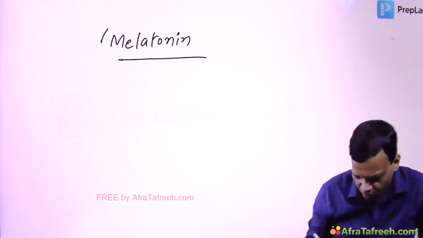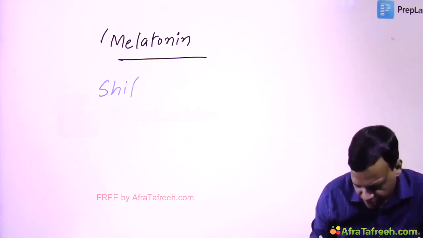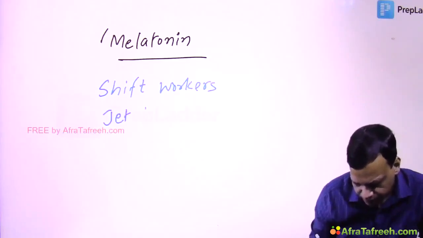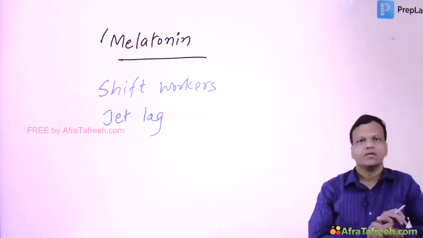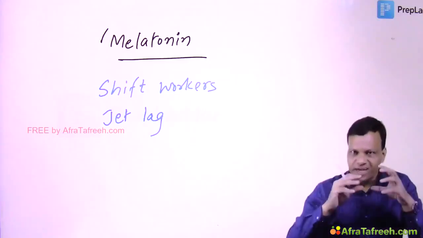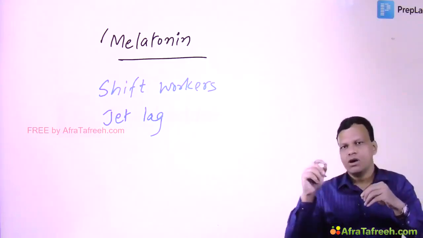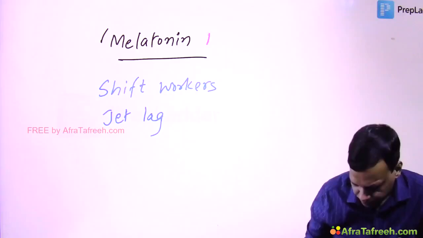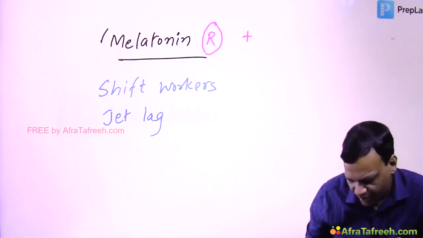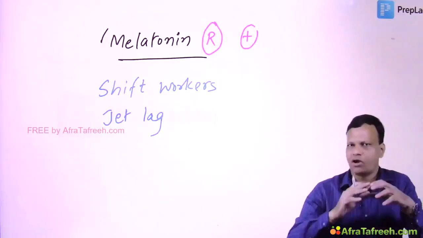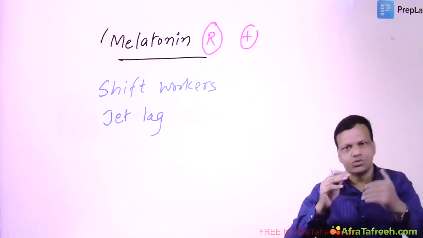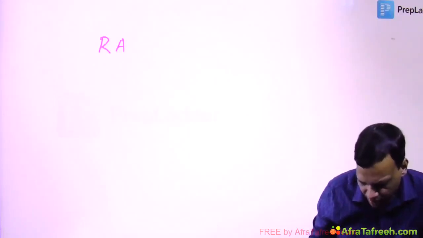The conditions are called shift workers, the first condition, where there are shifting working hour duties, and second, the jet lag phenomenon. In these conditions, we want to stimulate the melatonin receptors when we want the person to sleep. So we have developed a drug called melatonin receptor agonist. If we stimulate the melatonin receptors, the person will sleep when we want. So the person can adjust to the new schedule. And that melatonin receptor agonist is Ramelteon.